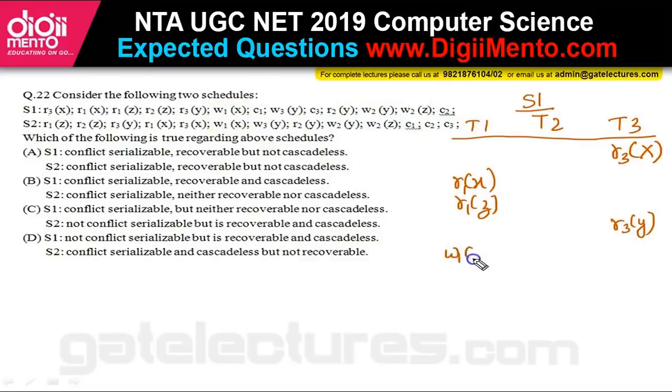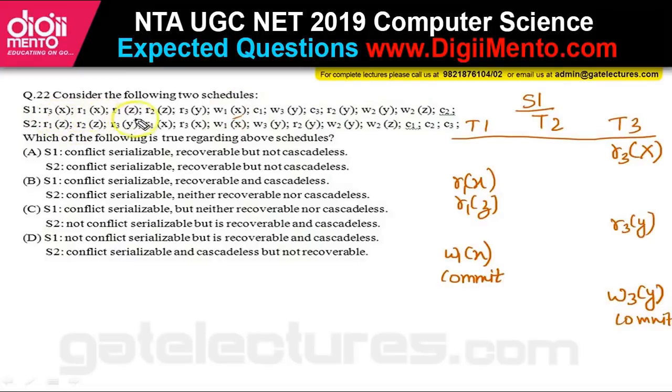W1 read is performed by our operation 1, and then it is performing the commit operation. Very good. Next we have W3Y. It means transaction 3 is performing write operation on Y. Okay. Next we have commit. Now it is committed.